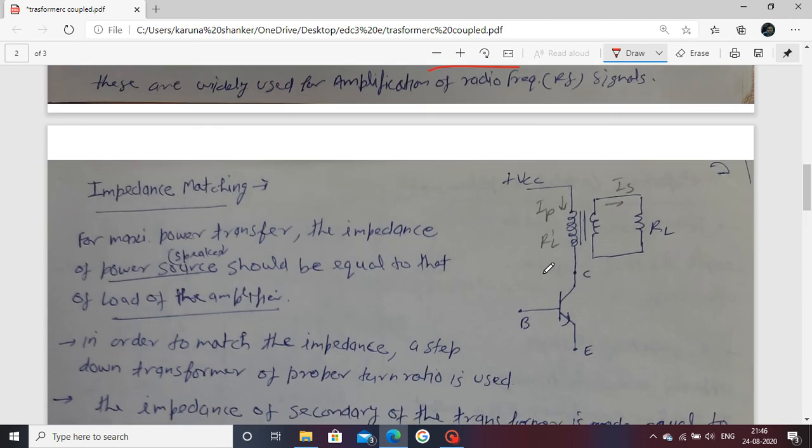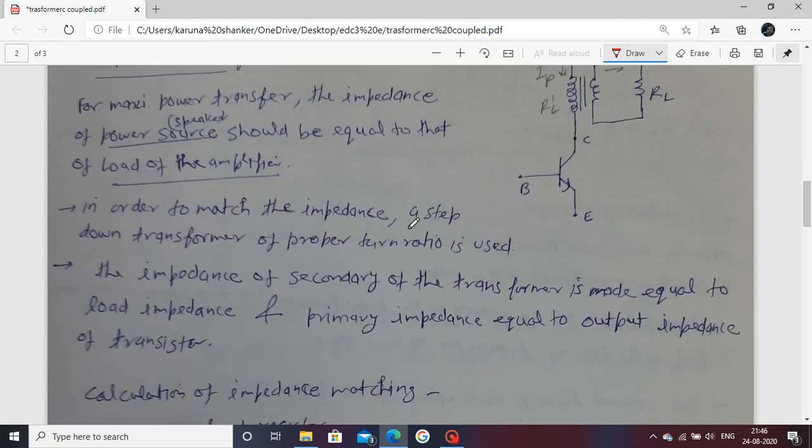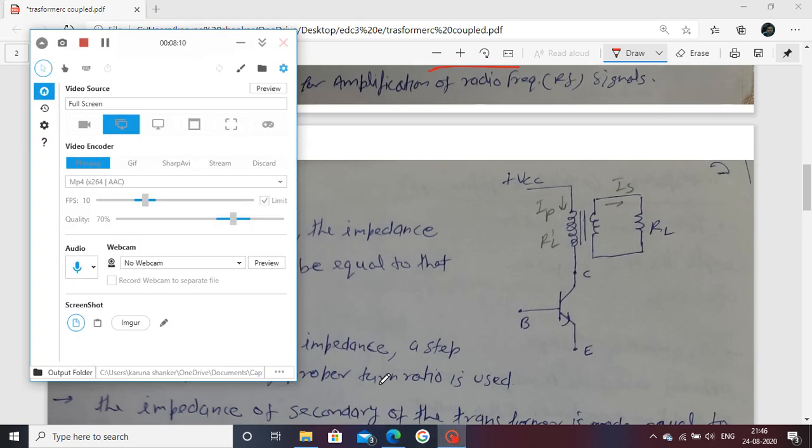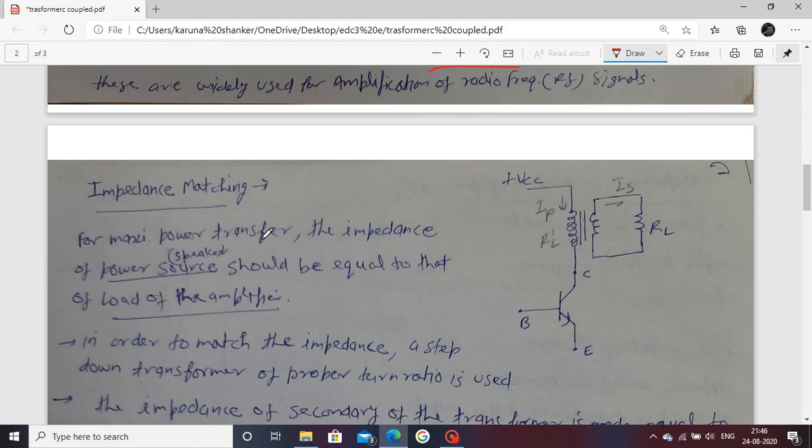There is one more point here, impedance matching. What is impedance matching? Impedance matching provides matching such that there is maximum power transfer from primary to secondary and secondary to load. That is called impedance matching. This is the point here.